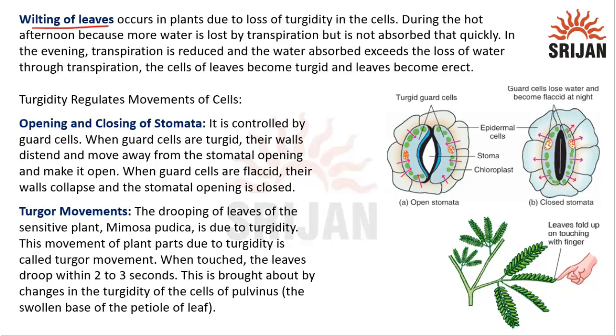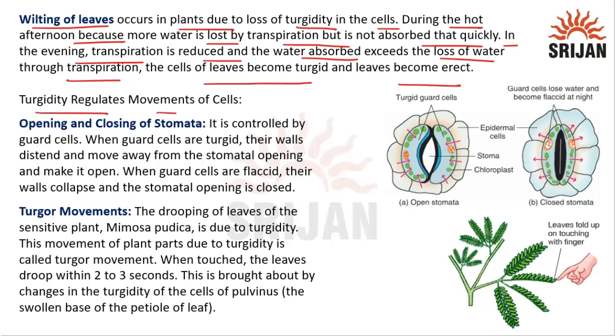Wilting of leaves occurs in plants due to loss of turgidity in the cells during the hot afternoon because more water is lost by transpiration but is not absorbed that quickly. In the evening, transpiration is reduced and the water absorbed exceeds the loss of water through transpiration. The cells of leaves become turgid and leaves become erect.